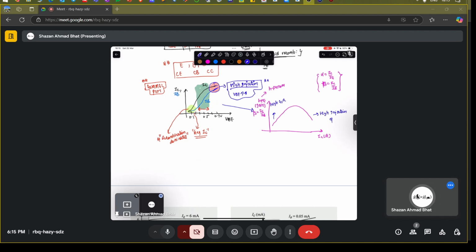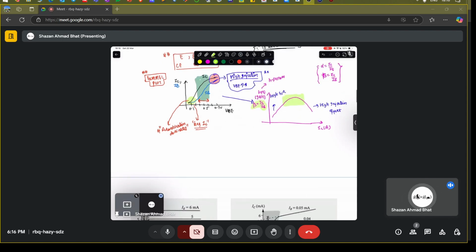Okay, high injection effects. So that's why it's kind of saturating. The actual region where you want most of the things to work should be around this region, where you have at least a good beta and IC is greater, because you want the gain to be larger in these particular transistors.